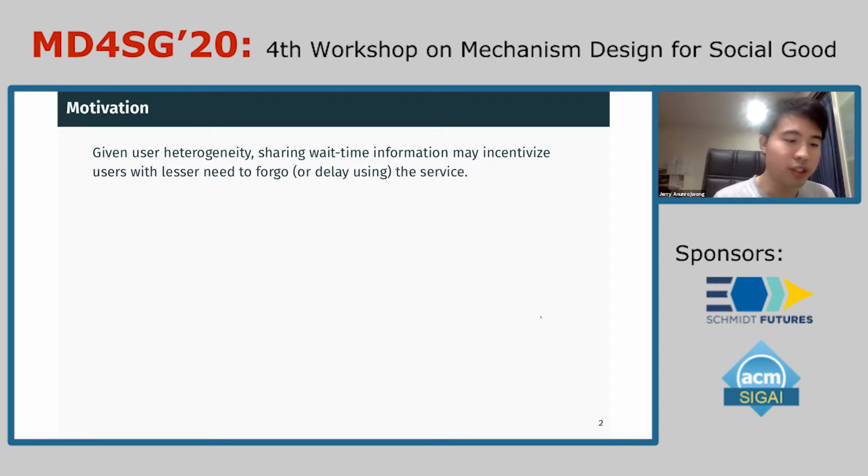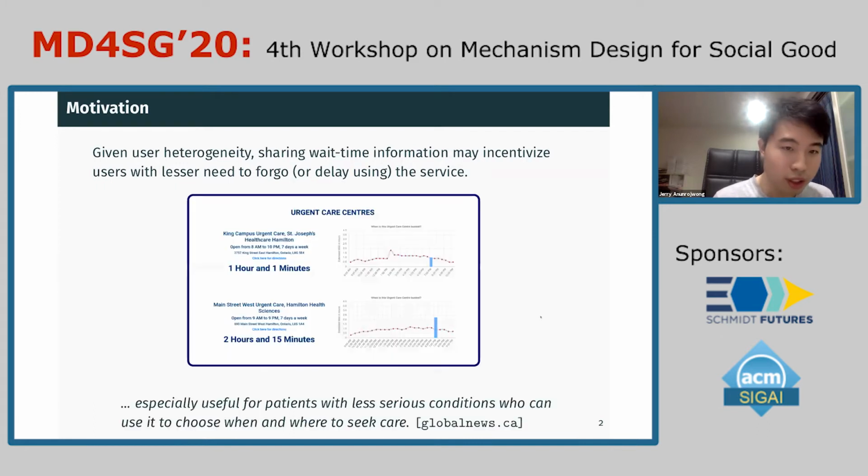Given this user heterogeneity, the natural question is whether we can share wait time information in such a way that users with lesser needs are incentivized to forego or delay using the service and thereby reduce congestion. This issue is relevant in practice. For example, an urgent care center in Ontario has this dashboard that provides wait time information, and the dashboard is, quote, especially useful for patients with less serious conditions who can use it to choose when and where to seek care.